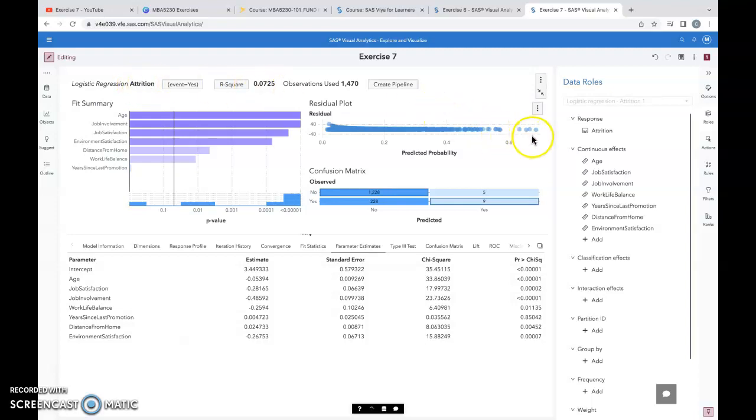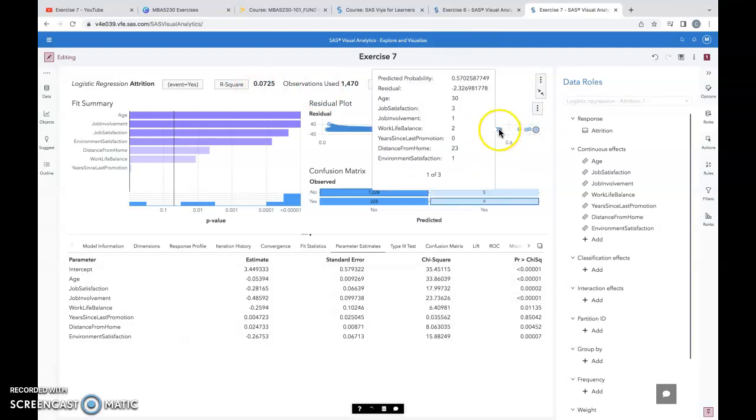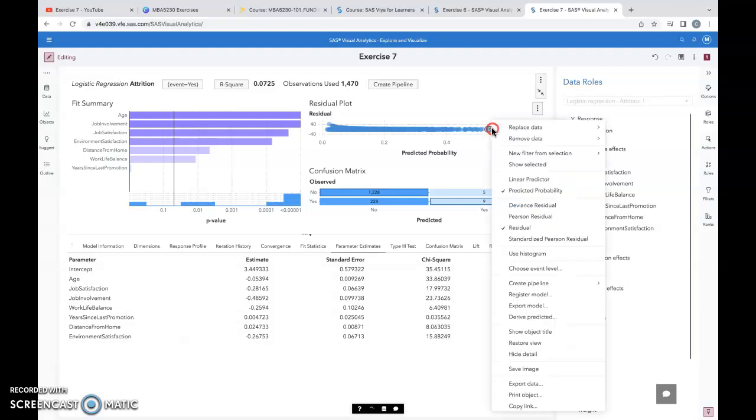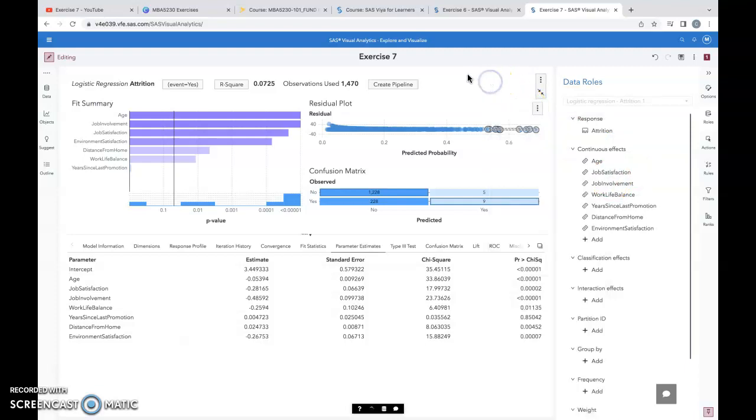And then as we can see some outlying characteristics over here. To delete these, you're able to just select, right click, and remove data. But at this time, we're not going to do that. We're just pointing out the outliers and the outlying observations that could cause a concern.